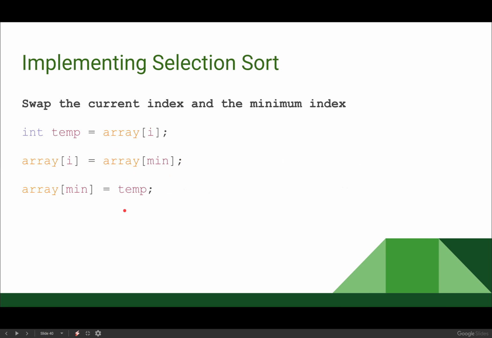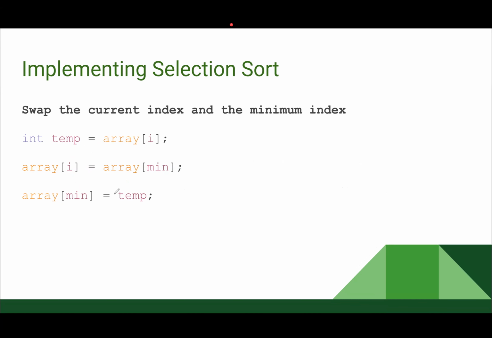And the reason we can't just say array at index I equals array at index min, and then array at min equals array at I, is because we already did this assignment. So if we don't save the value that was at I into a separate variable, we will lose it. So we save it in a separate variable, then we overwrite it, and then we use the value we saved to overwrite the other position.